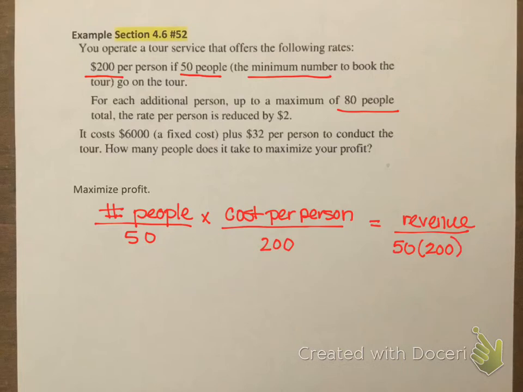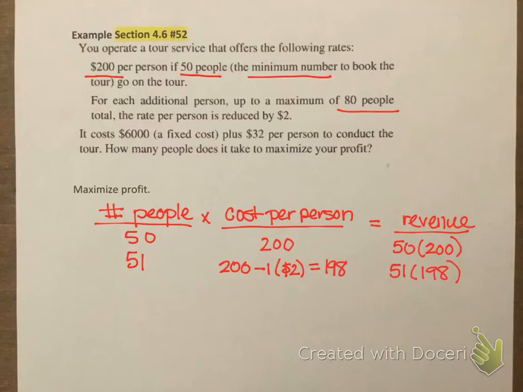So let's say that Trevor can get another person to go on the tour. Then the cost per person is going to be $200 minus one more person who is helping to decrease the ticket cost for everyone by $2. So now everyone on the tour, all 51 people, would only need to pay $198. So we know that this would be 51 times 198.